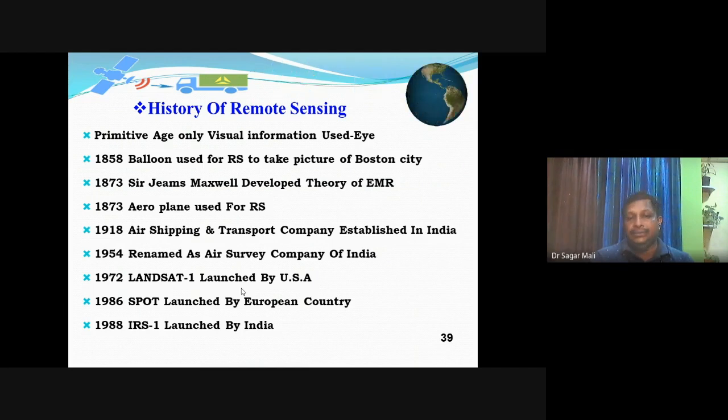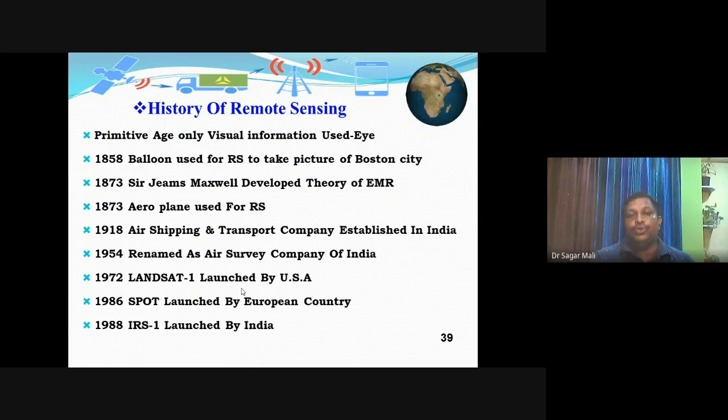In 1918, after the end of World War, and even during the World War, 1914 to 1918, remote sensing played a very crucial role in taking aerial photographs of the enemy countries. And after the end of the First World War, the importance of remote sensing and aeroplane aerial photography increased, and that's why in 1918, after finishing the First World War, the British established the Air Shipping and Transport Company in India for systematic mapping of Indian territory.